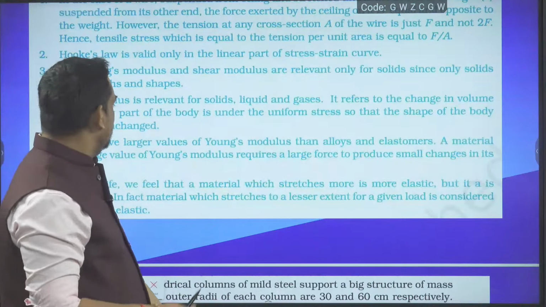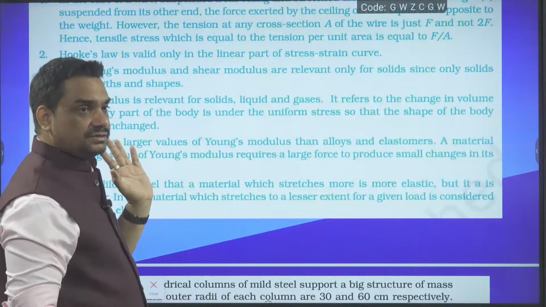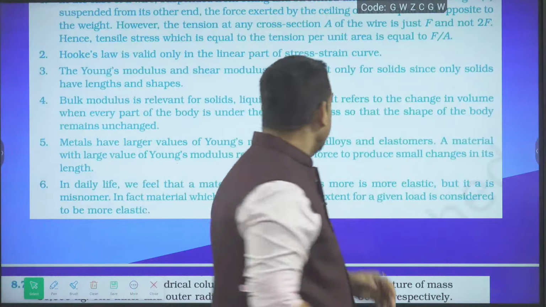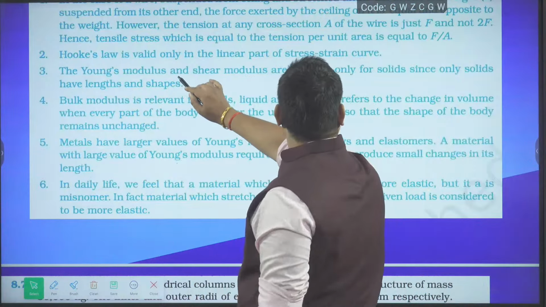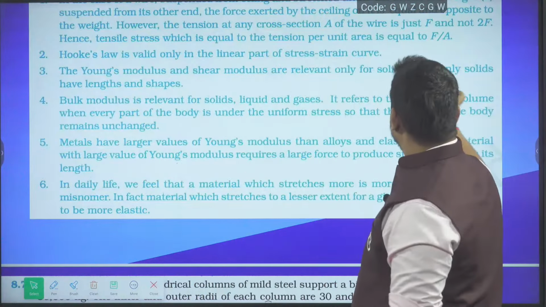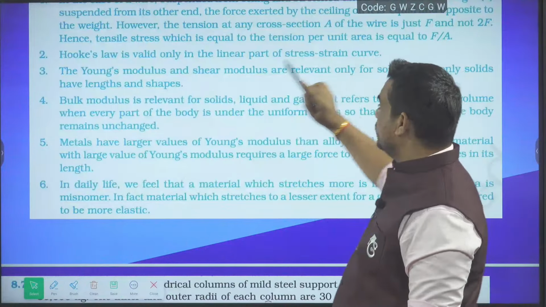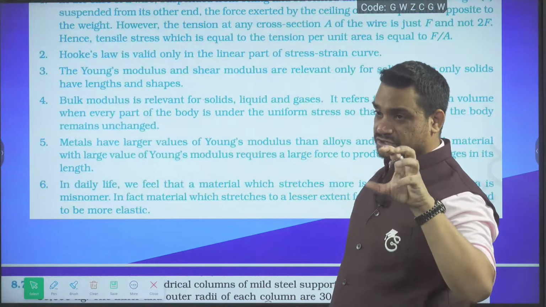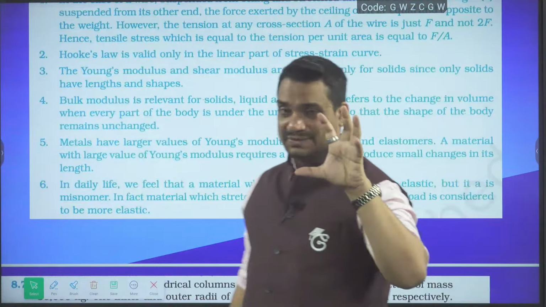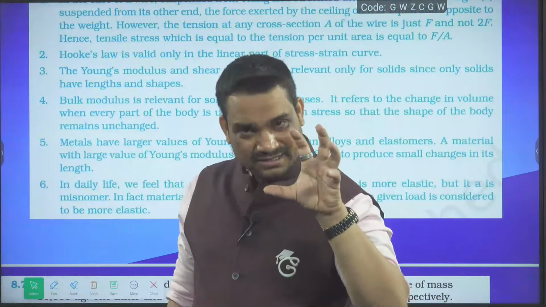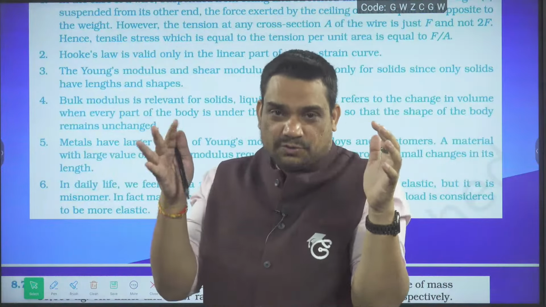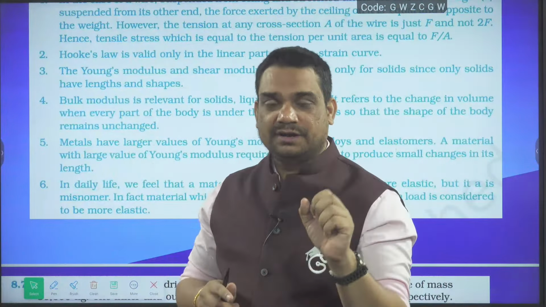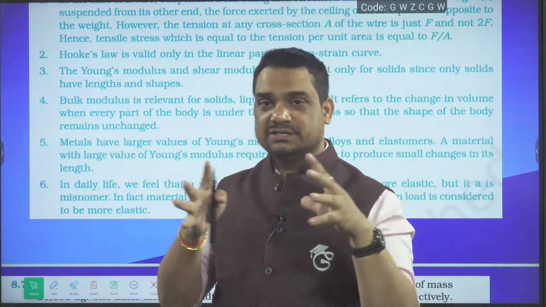So the shape of the body remains unchanged. Young's modulus and shear modulus are relevant only for solids, since only solids have length and shape, so their shape can change. Here the shape remains unchanged because uniform stress is there. Like if a sphere, if you compress it from all sides, will remain a sphere. If you have a cube, it will remain a cube.